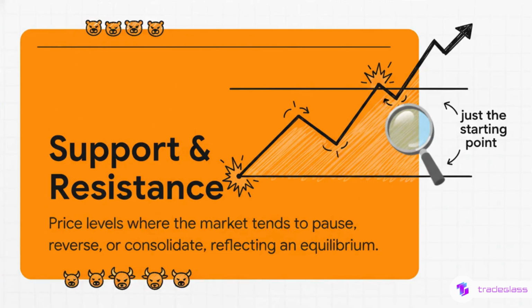Now, look, we all know the basic definition, right? Support and resistance, they're these key price levels, these battlegrounds between the buyers and the sellers where the market sort of finds a temporary balance. It's like the bedrock of technical analysis. But that's really just scratching the surface.